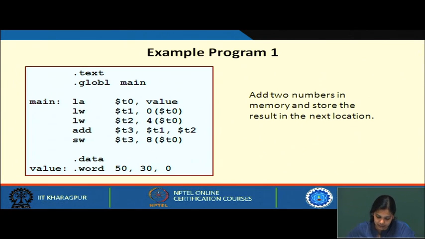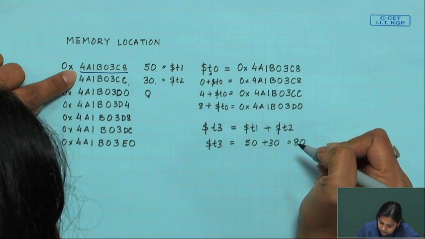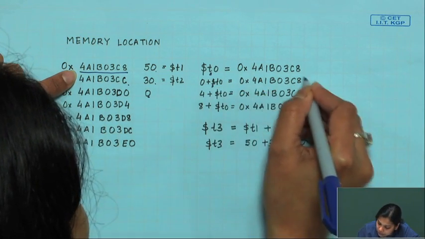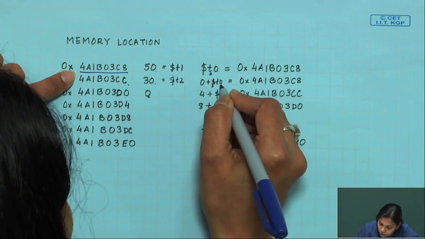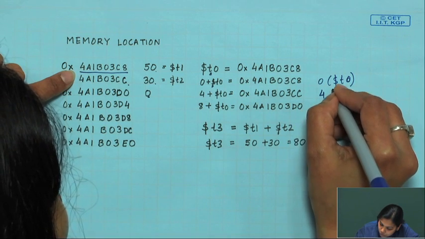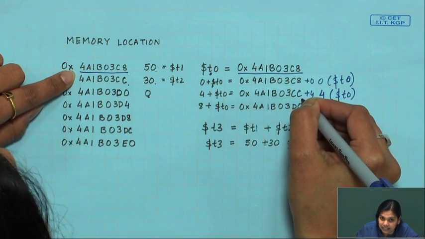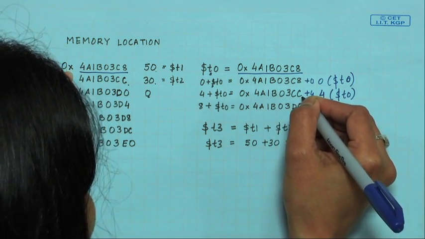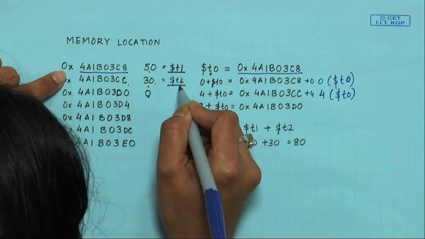So, again coming back here, that means in T0 my first address is loaded. I am just explaining here that in T0 I have loaded this address, that is 4A1B03C6. And what is 0 plus T0? 0 plus T0 will be the same address which is loaded in my T1. So, in T1 I am loading 0 of $T0. Next, I am loading 4 of $T0. In T0 I have this constant address, but I am adding 0, and adding 4, to get the next address, and after getting the next address, those values are loaded in these two registers, that is T1 and T2. Now, my 50 and 30 are loaded in T1 and T2.